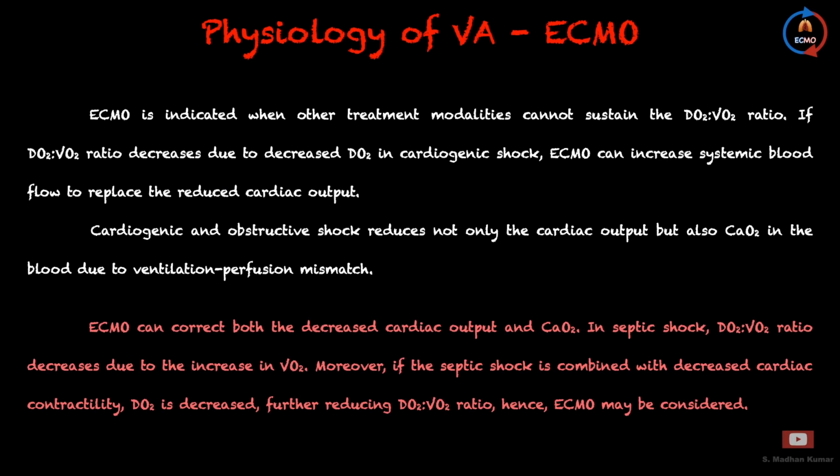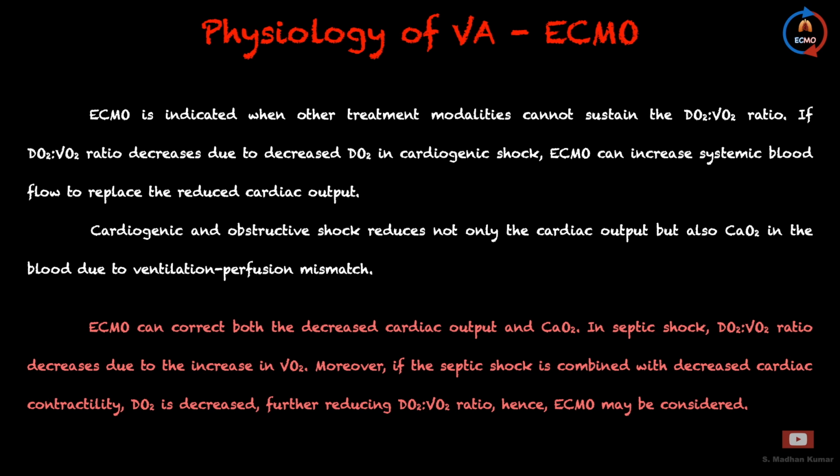ECMO is indicated when other treatment modalities cannot sustain the DO2 to VO2 ratio. If the DO2 to VO2 ratio decreases due to decreased DO2 in cardiogenic shock, ECMO can increase systemic blood flow to replace the reduced cardiac output. Cardiogenic and obstructive shock reduces not only the cardiac output but also the CaO2 in the blood due to the ventilation perfusion mismatch. Here, ECMO can correct both the decreased cardiac output and CaO2 of the blood.